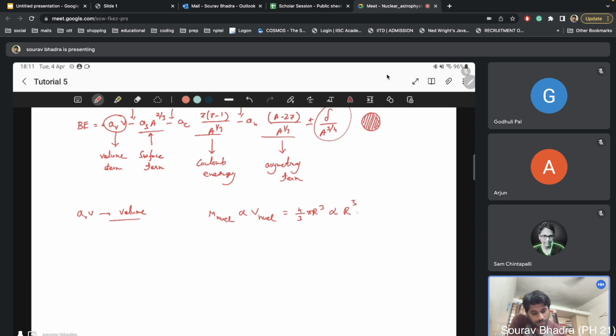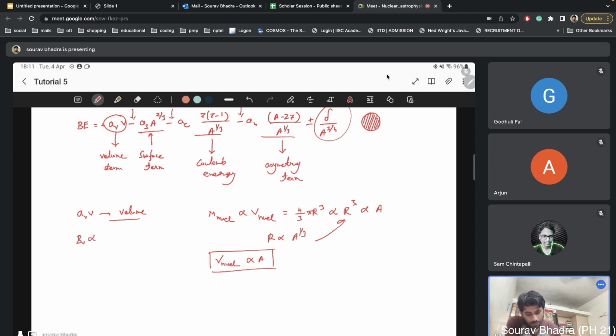Okay, and you know that r is proportional to A to the power 1/3, right? This we have already done. So if you put it here, it will be proportional to A. That means your volume of nucleus is proportional to A, as I told you that with increasing number of A, that means nucleons, the volume will be increasing. So that is why the first term is proportional to this volume.